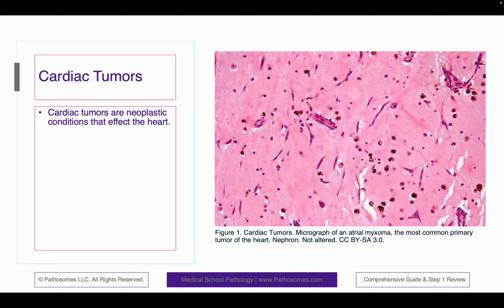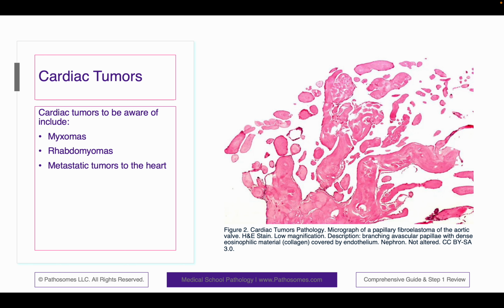So, cardiac tumors. Cardiac tumors are neoplastic conditions that affect the heart. Again, we have this histologic section showing a myxoma, right? It looks kind of gelatinous, this bland eosinophilic or pink color, right? This one in particular came from the atrium, but we can't tell that microscopically. Now, some cardiac tumors to be aware of include myxomas, rhabdomyomas, and metastatic tumors to the heart, which are the most common.